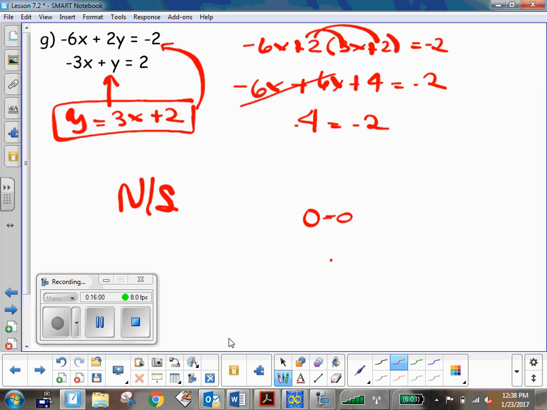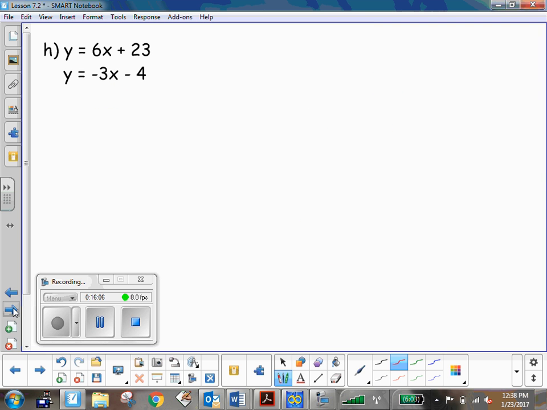You got x equals -6? What'd you get? Okay. All right. Here. This is an interesting one. What happens in this one? Y is by itself in each case, right? What can I do to solve this problem then? What would be my next step? If y equals 6x plus 23 and y equals -3x minus 4, then what can I do, Bailey?